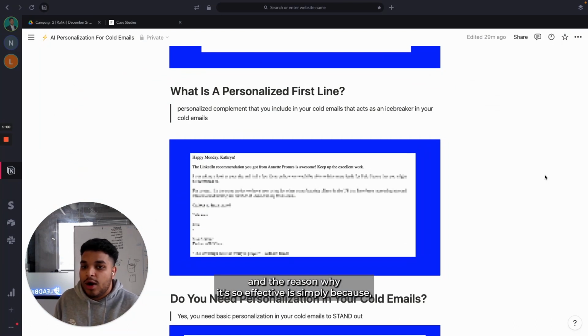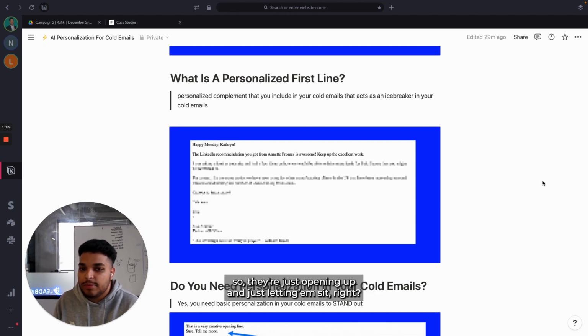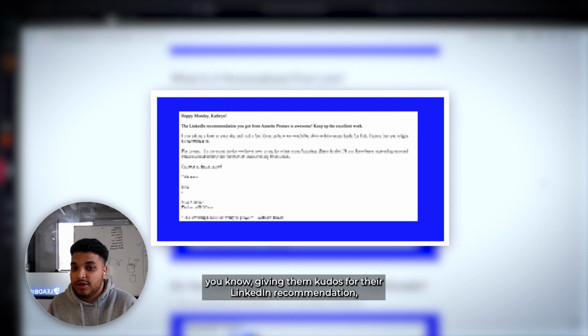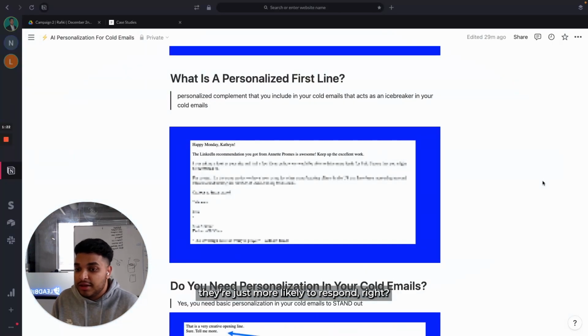And the reason why it's so effective is simply because, think about your prospect. They're getting 10, 15 cold emails a day and none of them are personalized. So they're just opening them and just letting them sit, right? But if they see an email come in, and in this example, you're giving them kudos for their LinkedIn recommendation and name dropping the person that gave them the LinkedIn recommendation, they're just more likely to respond, right?